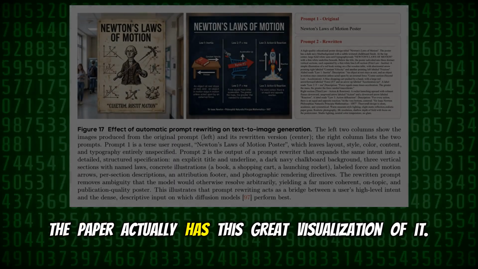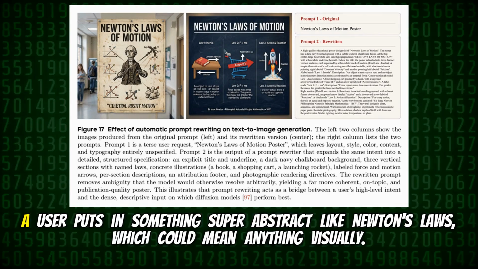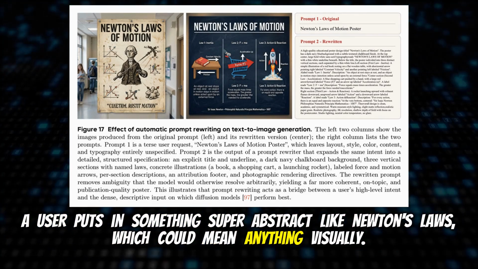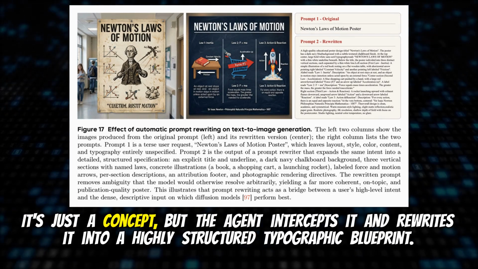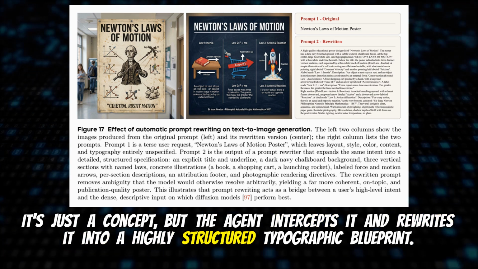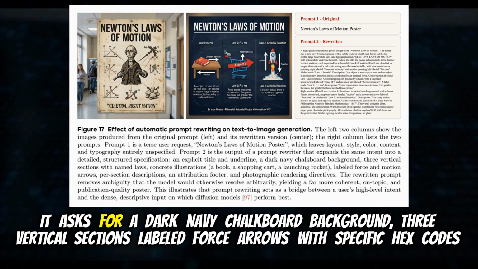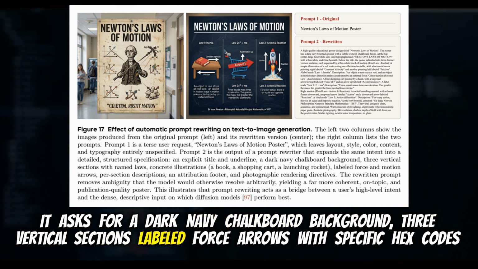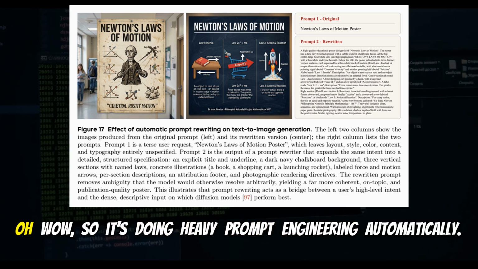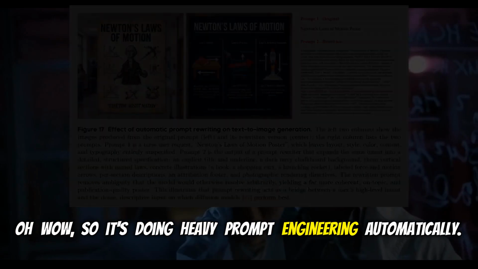The paper actually has this great visualization of it. A user puts in something super abstract, like Newton's laws. Which could mean anything visually. Right, it's just a concept. Yeah. But the agent intercepts it and rewrites it into a highly structured typographical blueprint. It asks for a dark navy chalkboard background, 3 vertical sections, labeled force arrows with specific hex codes, and overhead museum lighting. Oh, wow. So it's doing heavy prompt engineering automatically.